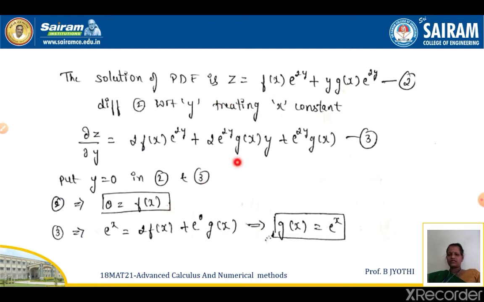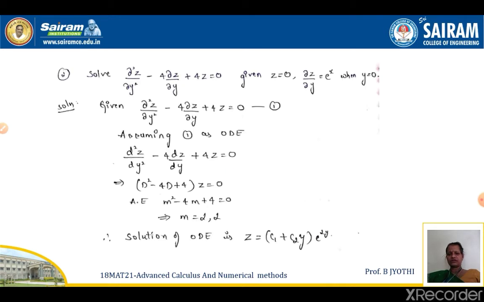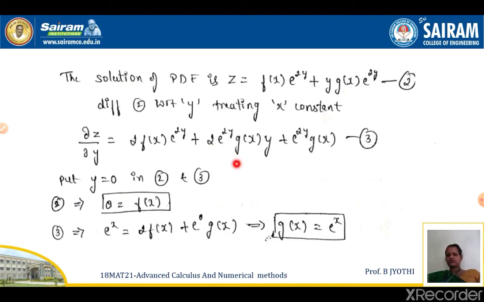And in the third equation also we will consider dou z by dou y. It is given in the initial condition, you can refer here. Dou z by dou y is equal to e power x when y is equal to 0. Let us use this one. So dou z by dou y is e power x. When we substitute that, it is equal to 2 into f of x.